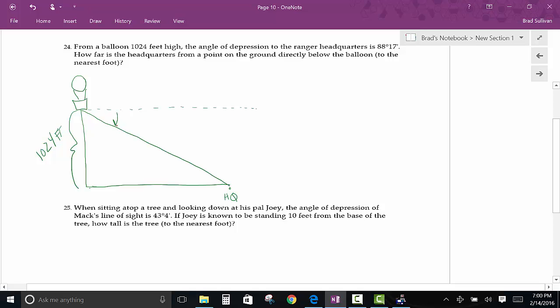So this would be your angle of depression, which is going to be given by 88 degrees 17 minutes. Okay. And then the other thing that we're going to find is it says how far is the headquarters, which is here, from a point on the ground below the balloon, which is here. So you're trying to find that base of the right triangle like that.